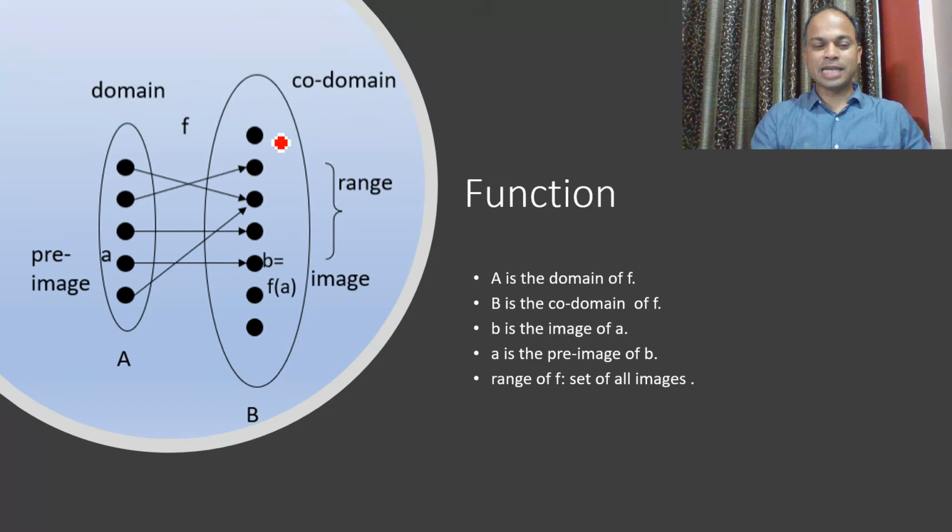I mean, in set B, in total we have 1, 2, 3, 4, 5, 6, 7 elements. But only 1, 2, 3, 4 elements are involved in the mapping from set B. Therefore, these 4 elements are called the images. In total we have 4 images, and the collection of all these images is called the range. I mean, if we talk about the range, then we have a total of 4 elements, 4 images.